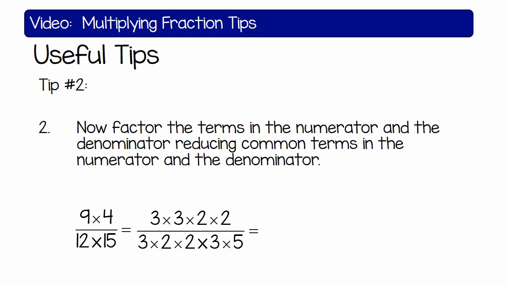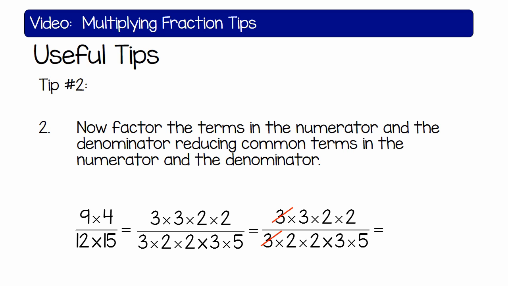prime factoring the 9, 3 times 3, 4 would give us 2 times 2, 12 would give us 3 times 2 times 2, and 15 would factor to 3 times 5. Now, we could then cancel values that are common top and bottom. 3 and 3, 3 and 3, 2 and 2, 2 and 2, which leaves us with a very simple answer, 1 over 5.